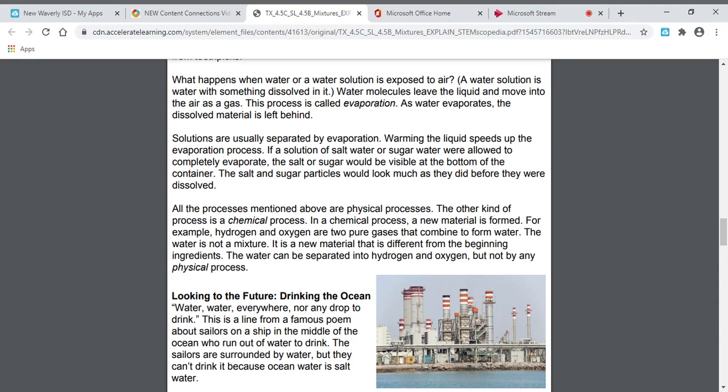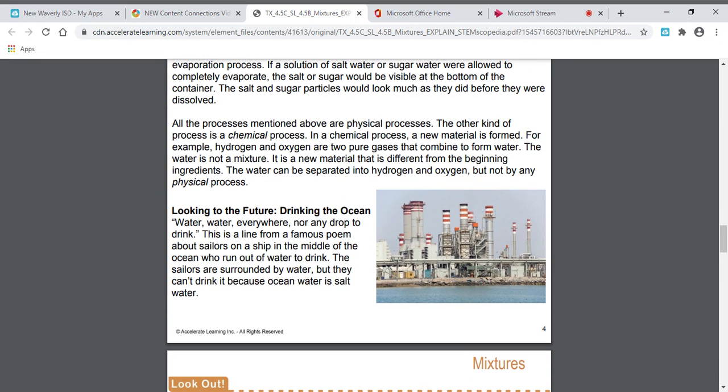If a solution of salt water or sugar water is allowed to completely evaporate, the salt or sugar would be visible at the bottom of the container. The salt and sugar particles would look much as they did before they were dissolved. So all the processes mentioned above are physical processes.